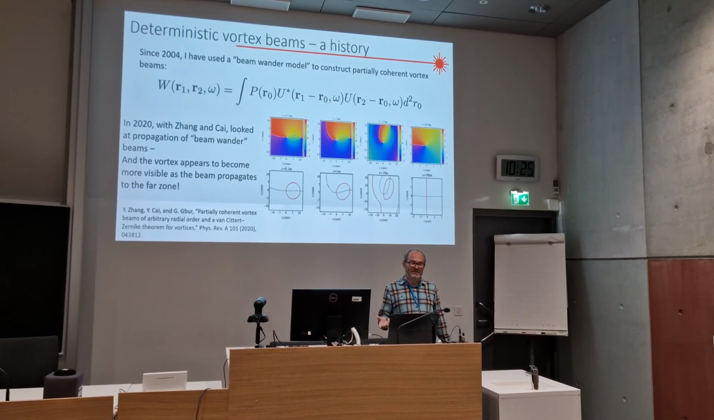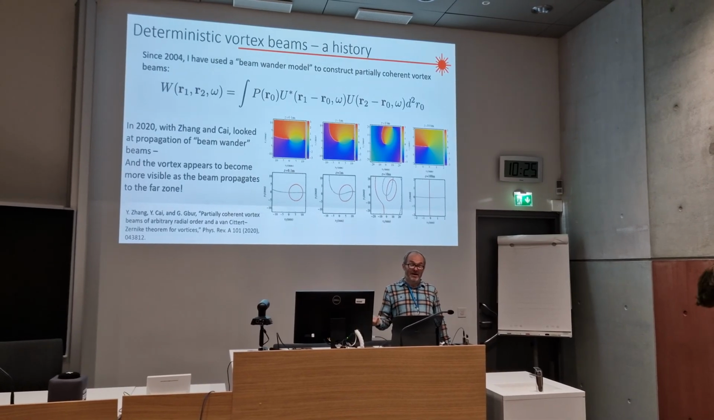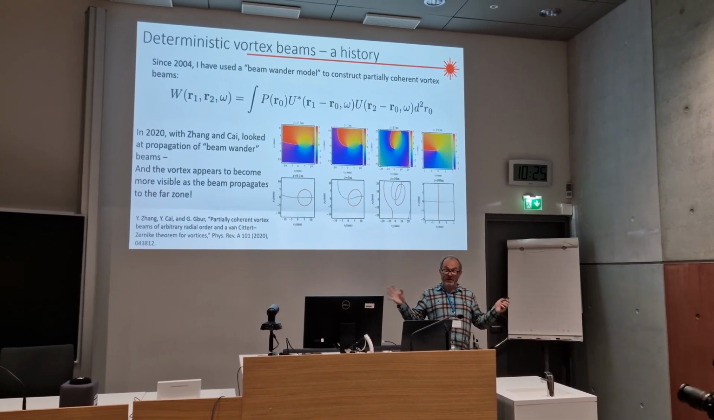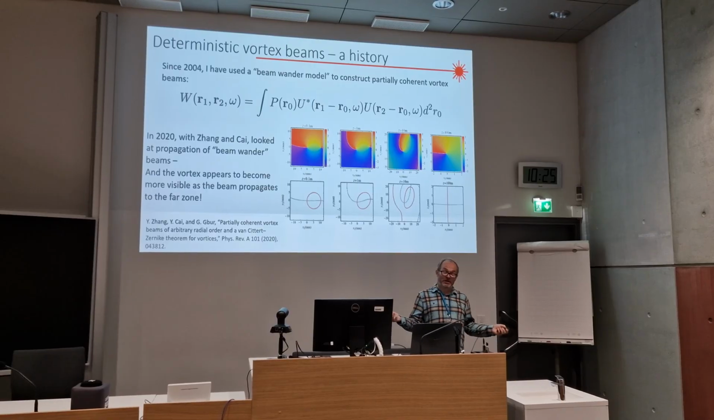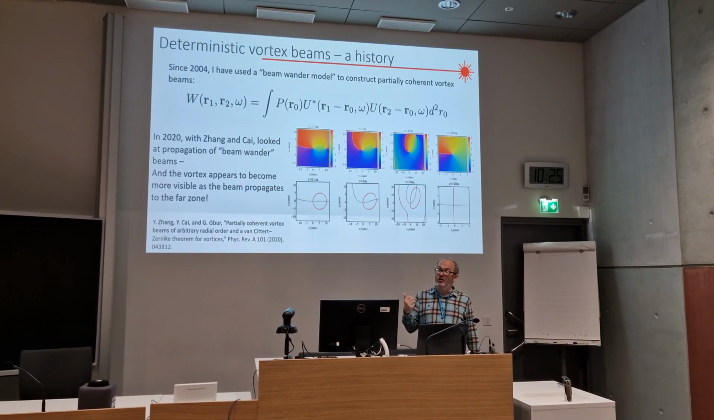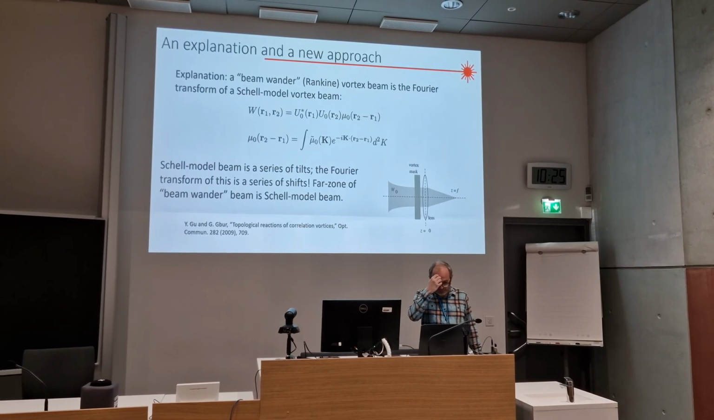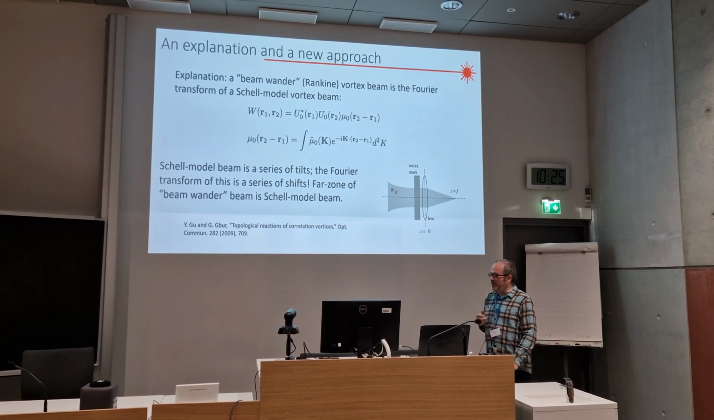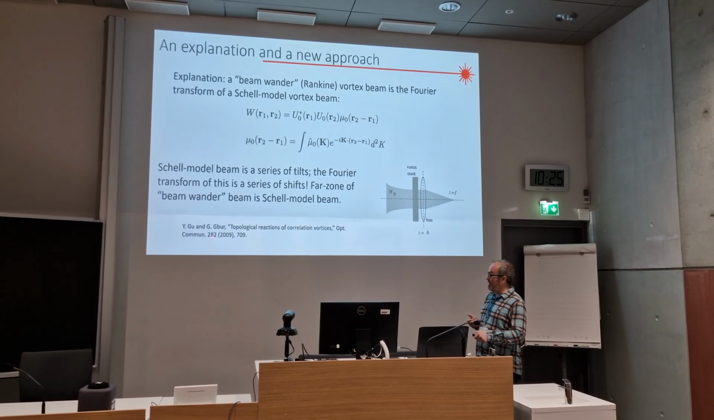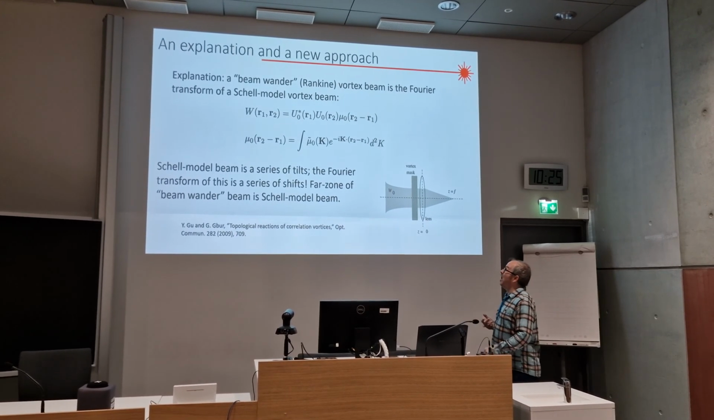Because when you randomize a field, you typically expect things to get less coherent, less deterministic as you propagate, and here we are seeing kind of the opposite. Well, fortunately, the answer to this was buried in one of my own papers from years earlier.